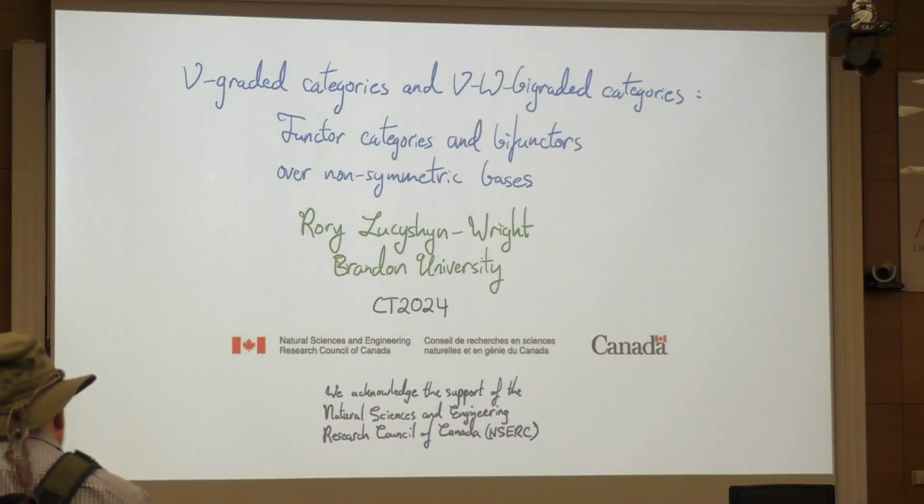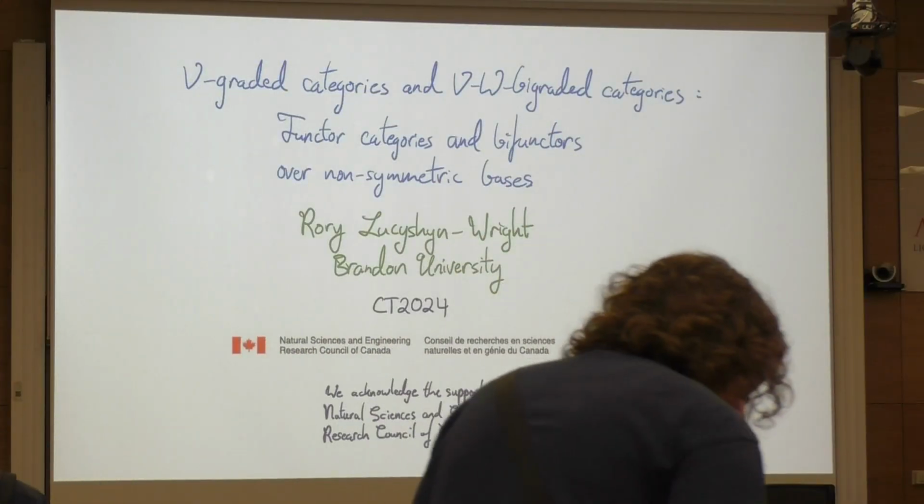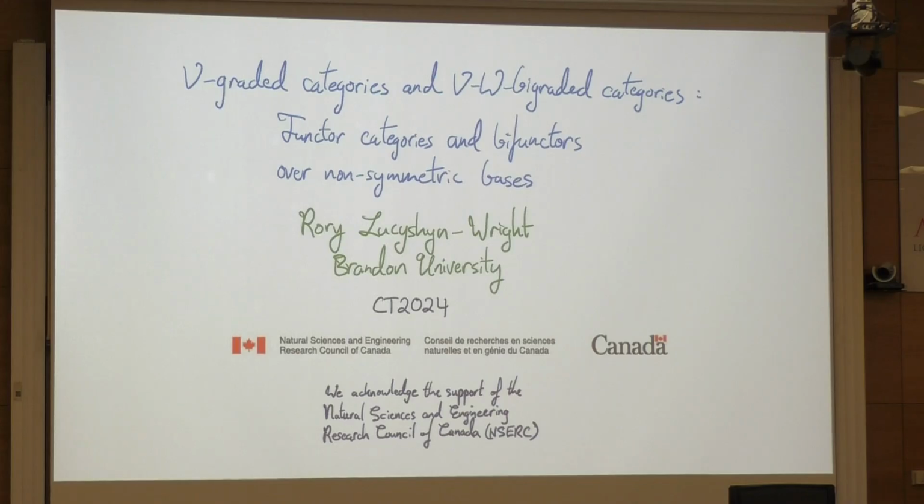So you can see my title: V-graded categories and V-W-bigraded categories. And we'll use these concepts to provide a way of treating functor categories and bifunctors over non-symmetric bases. This is a bit analogous to the question of functor categories in enriched category theory, for which the familiar case is where V is symmetric, and then with some limits we can form enriched functor categories. But here we'll do something different that will allow us to form functor categories over non-symmetric bases.